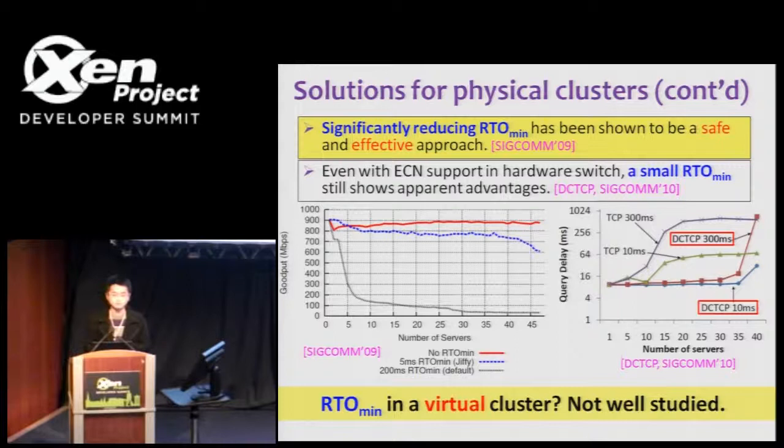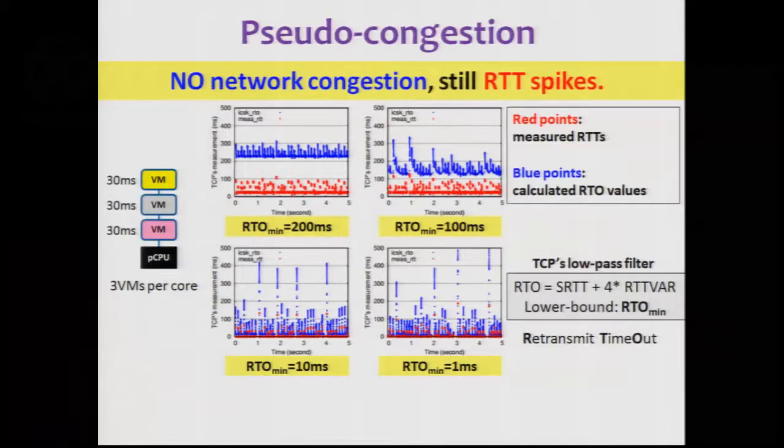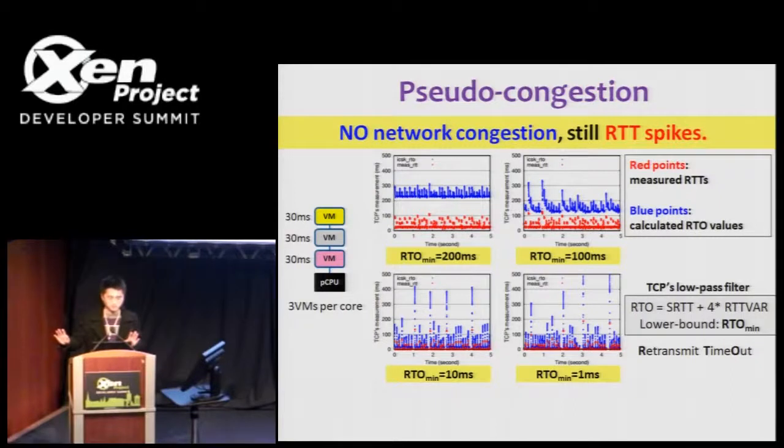However, how does this solution perform in a virtual cluster, a cluster of virtual machines? To my knowledge, there is no prior work. In this figure, we run three VMs on one side and three VMs on the other side per CPU core. We can see that when these two machines are connected directly, even when there is no network congestion, RTT still spikes. In common sense, RTT is an indicator of the network delay in the hardware switch. However, in a virtualized environment, virtualization can bring additional delays to network RTTs. So this kind of congestion is not a real congestion, which we call pseudo congestion.